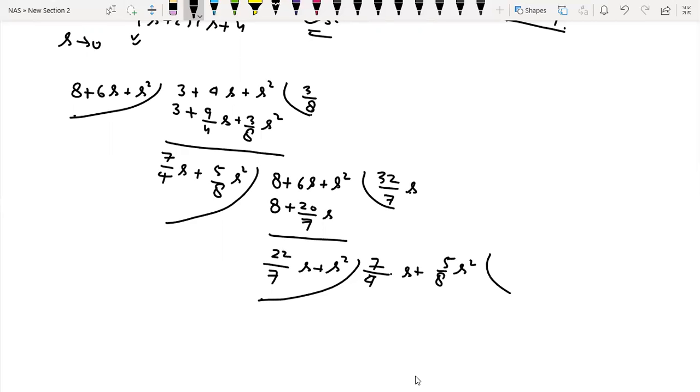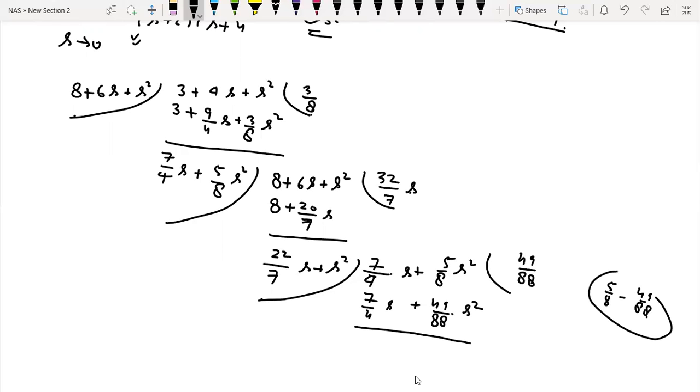Okay, so now when this divides, this term is 49 by 88. So what comes when divided? This term is 7 by 4 s plus 49 by 88 s square. How much is left? When we subtract 5 by 8 minus 49 by 88, when we calculate this term, it is equivalent to 48 by 704 s square.